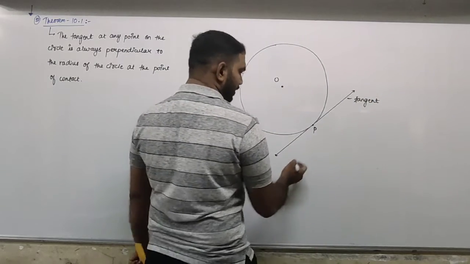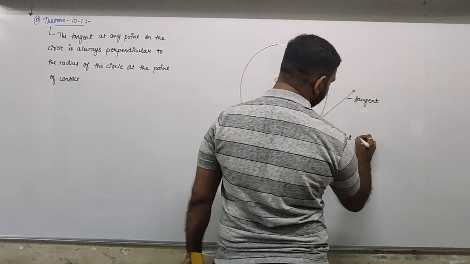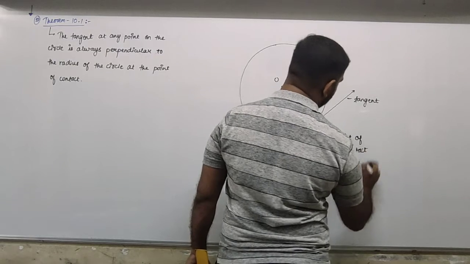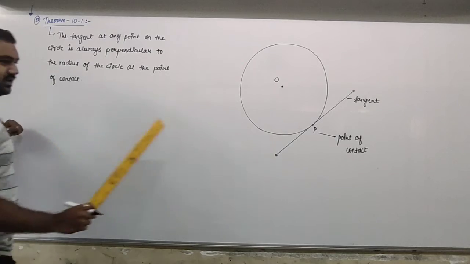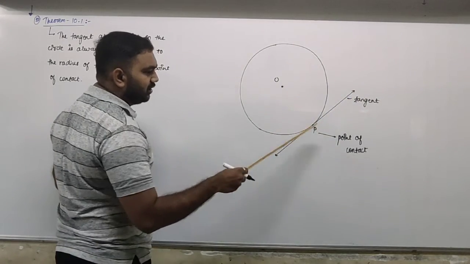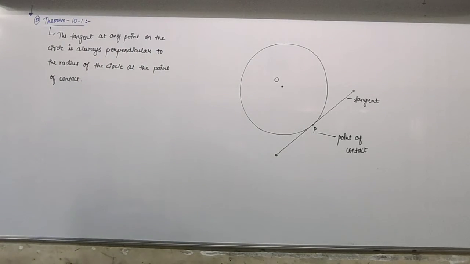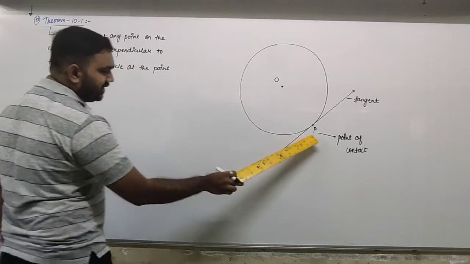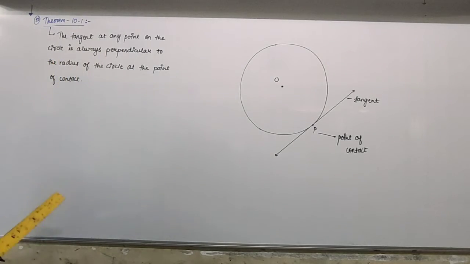What is this P? This P is called the point of contact. Point of contact, that means the point at which the tangent and the circle touch or intersect each other is known as the point of contact. Now the tangent at any point on the circle P is always perpendicular to the radius of the circle.